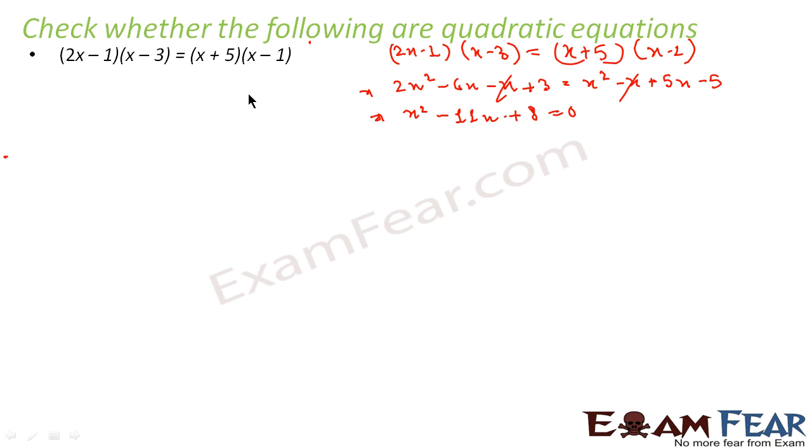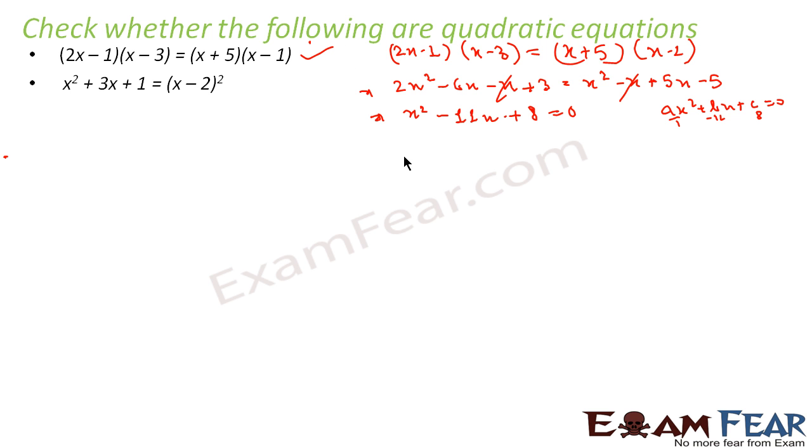So if you see my quadratic equation, this is of the form ax square plus bx plus c is equal to 0, correct? Where a is equal to 1, b is equal to minus 11 and c is equal to 8. So we can say that yes, this is a quadratic equation. Let's take one more example.